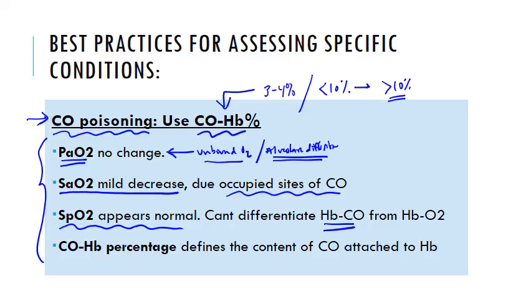Although interestingly enough, emergency rooms are supplying themselves with carboxyhemoglobin detectors in the same style as a peripheral oxygen saturation meter. So they have small little devices that you can hook up to one's fingernail, for example, to assess carboxyhemoglobin. These are becoming more prevalent and more helpful in acute diagnosis. And lastly, and probably most importantly, is carboxyhemoglobin percentage. This really defines the content of carbon monoxide that's attached to hemoglobin.